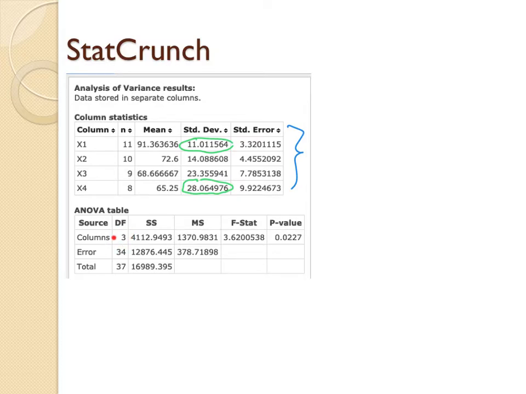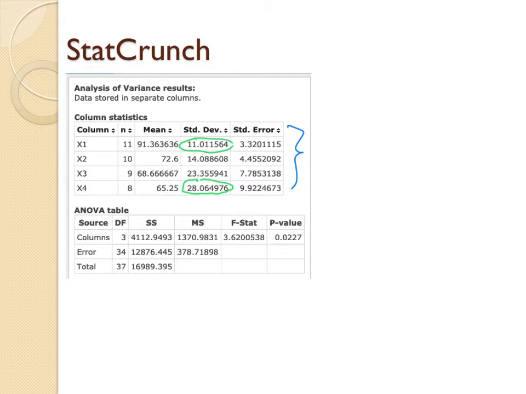This degrees of freedom is always 1 less than the number of groups. So this is the between groups information. Since there were 4 groups, the degrees of freedom is 3, 1 less than that. This is a little weirder. This 34, it's technically the total sample size minus the number of groups, but really what it is, you take for each group 1 less than the sample size and then add up those different degrees of freedom. So it's really the sum of the degrees of freedom for each of the four groups added together.